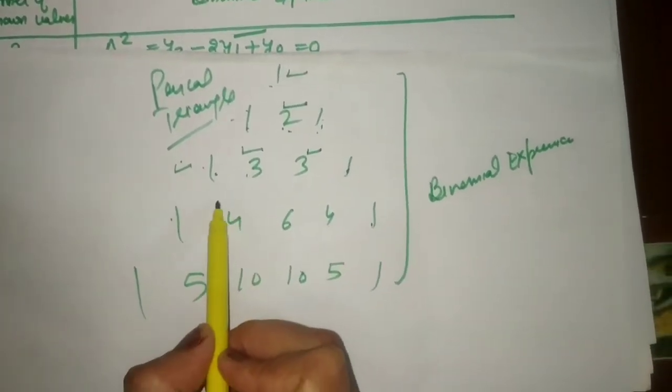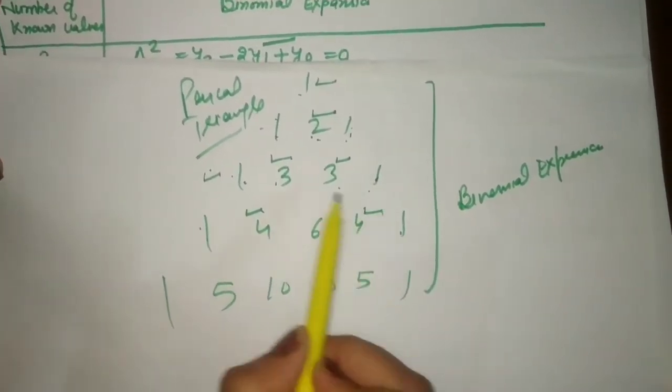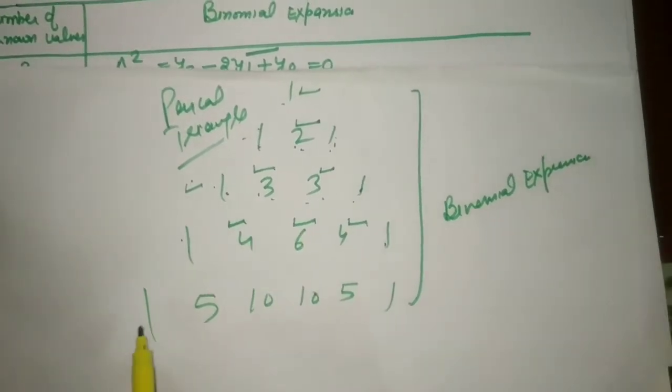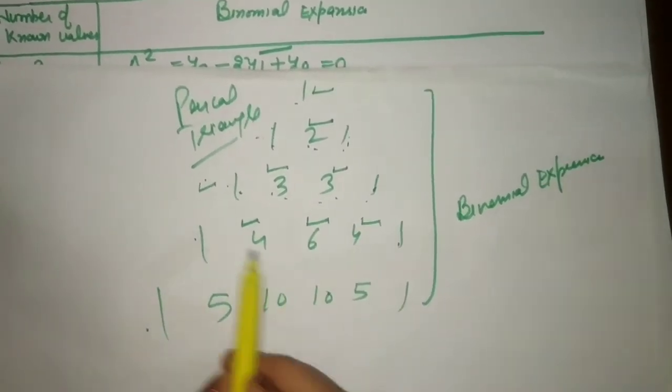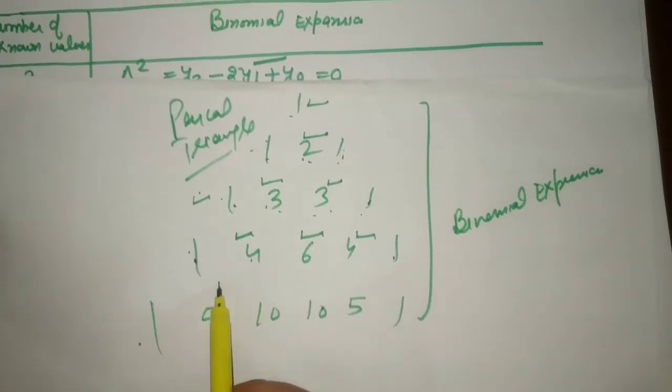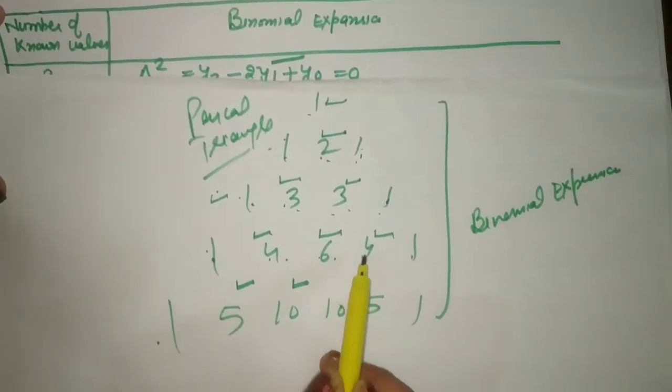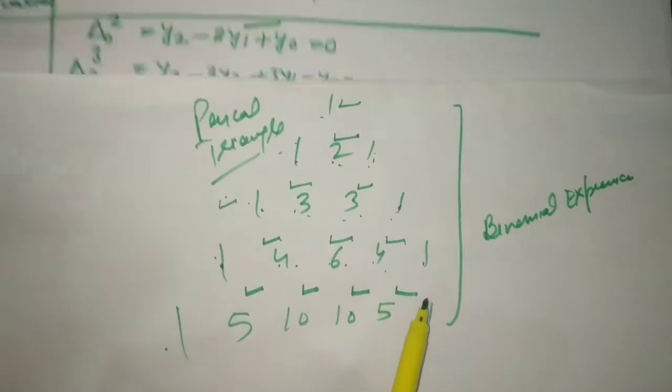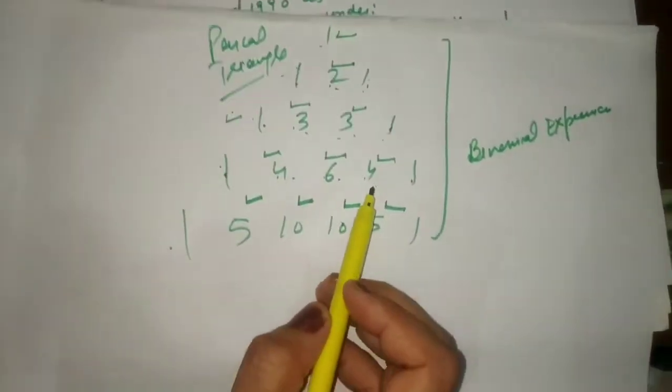Then 1 plus 3 is 4, 3 plus 1 is 4, 3 plus 3 is 6. Then again the extreme points are 1, 1. And 1 plus 4 is 5, 4 plus 6 is 10, 6 plus 4 is 10, 4 plus 1 is 5. So we can compare this with this table.